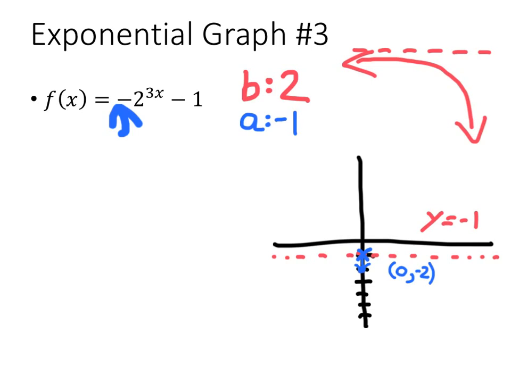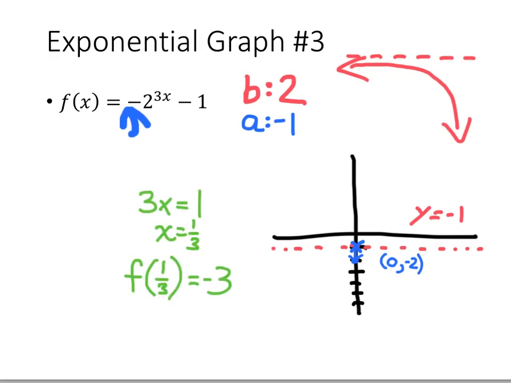And now I just need to pick another x value. Again, I can pick any x value that I want. But to get an easy exponent to work with, it might be nice to use what would give me an exponent of 1. So since it's a growth graph, a positive 1 exponent would be more useful. So by setting 3x equal to 1, I find that I can put in x equals 1/3 to the function, and then f of 1/3 after I plug it in and evaluate it gives me -3.